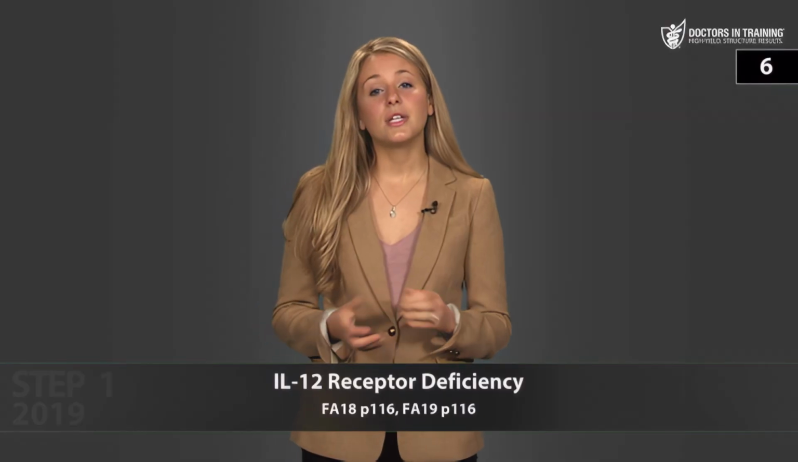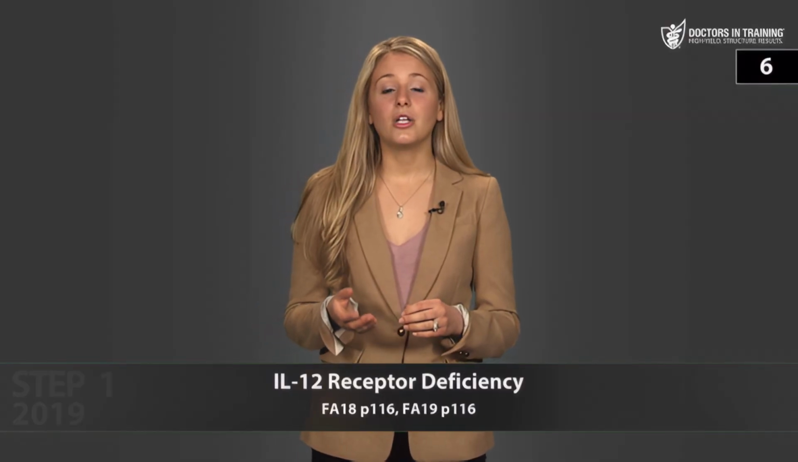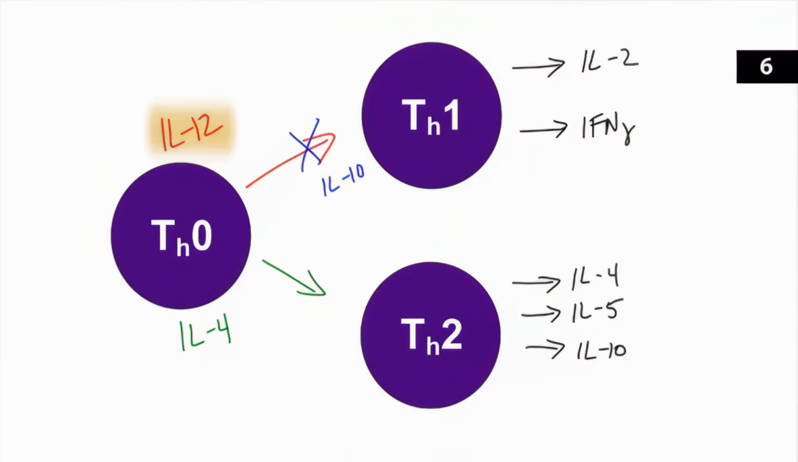There's another T-cell disorder called IL-12 receptor deficiency. IL-12 is produced by macrophages, and it induces Th0 cells to differentiate into T helper 1 cells. So if the naive T helper 0 cells are missing that IL-12 receptor, the T cells won't differentiate correctly, and that leads to increased susceptibility to mycobacterial and fungal infections.